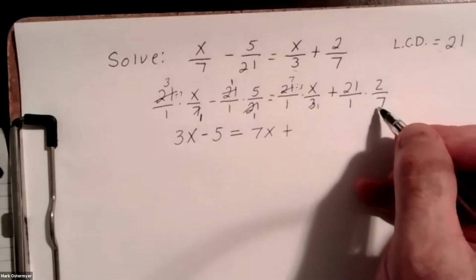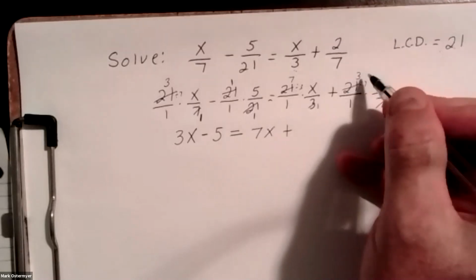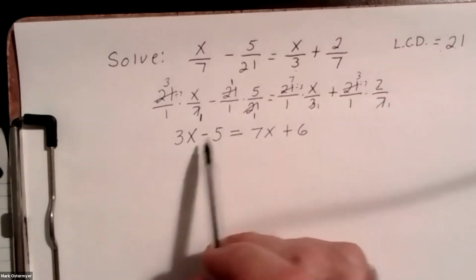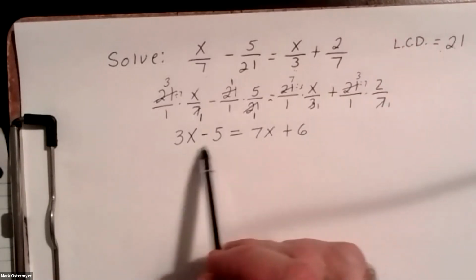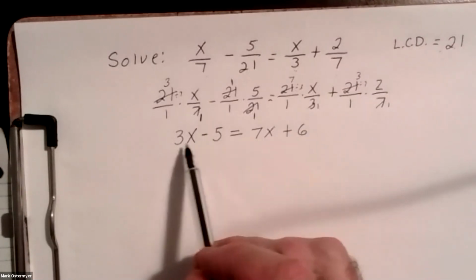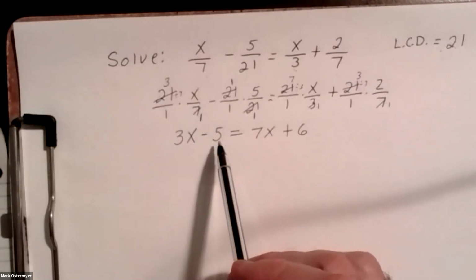21 times 2 over 7. 7 divides into itself 1. 7 divides into 21 3 times. 3 times 2 is what? 6. Fraction gone. Everybody see how we knocked all the fractions out? All right, we did so by cross canceling, okay?